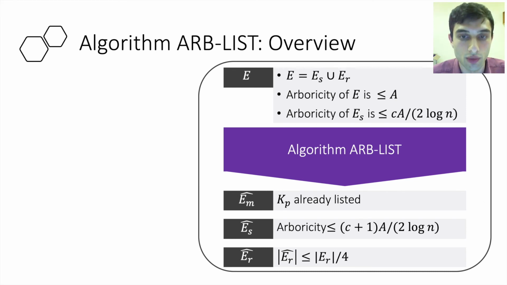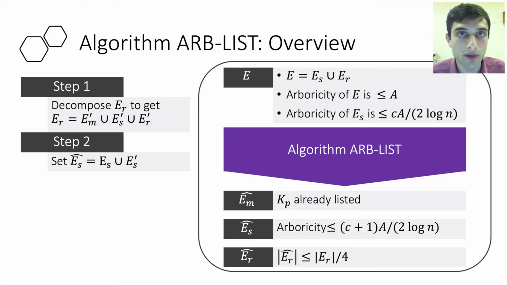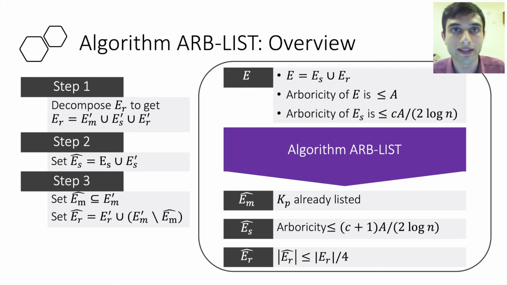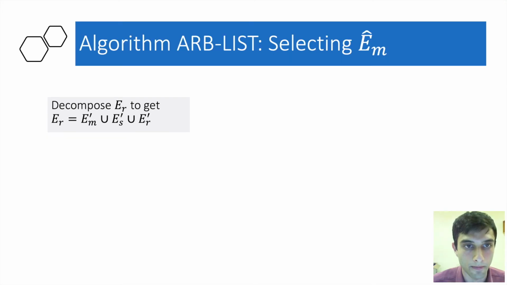Okay, how do we show this? Well, the overview is as follows. We take ER, we decompose it. After we decompose it, we take the ES prime part and add it to ES. Then we take a subset of EM prime, and we call that EM hat. And the rest we move to ER hat. And we do this in order to be able to list all the KP involving EM hat. Okay, so now the question becomes: how do we select EM hat such that we don't have to move too many edges from EM prime to ER hat? And that we also can list all the KP involving EM hat.